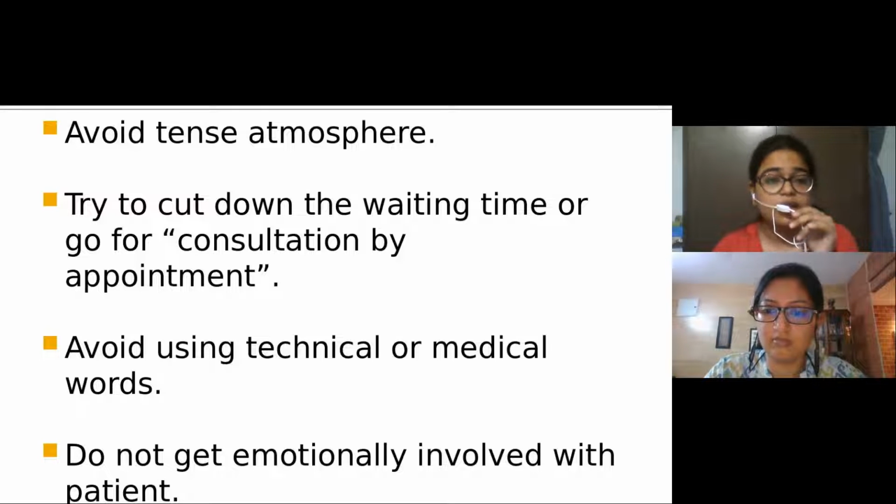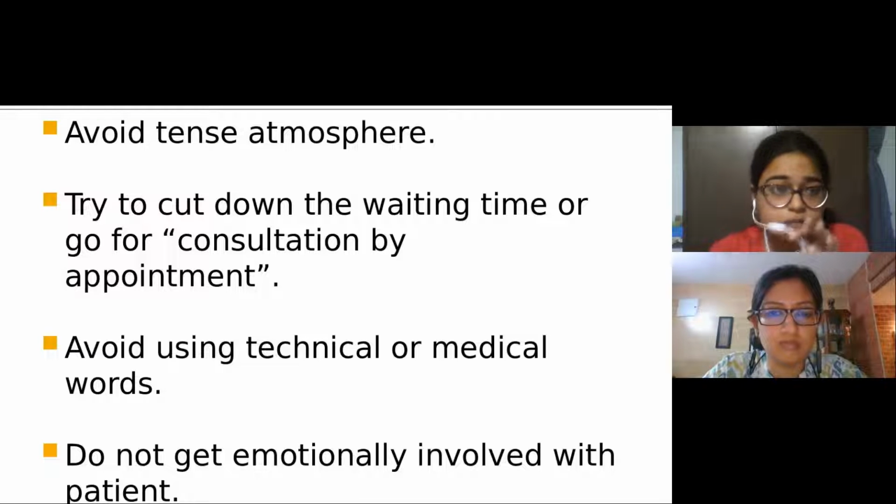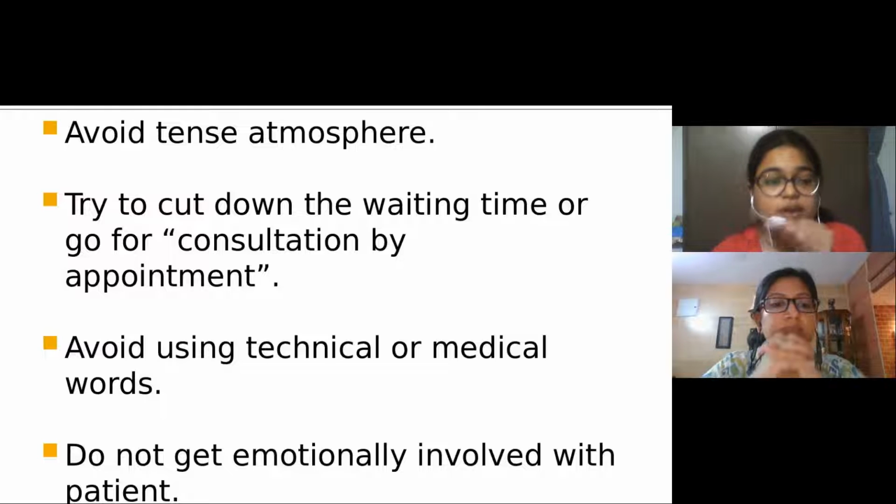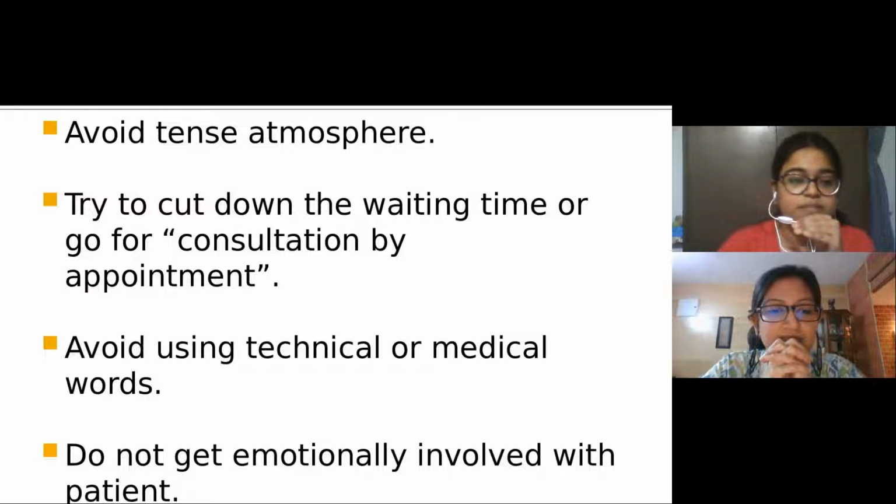Try to cut down the waiting time or go for consultation by appointment. Avoid using technical or medical words because the patient is a common man and he will not be familiar with the technical medical words like we all use. So avoid using those words. Do not get emotionally involved with the patient, because if the patient is crying while speaking, we should not cry along with him. So do not get emotionally involved with the patient.